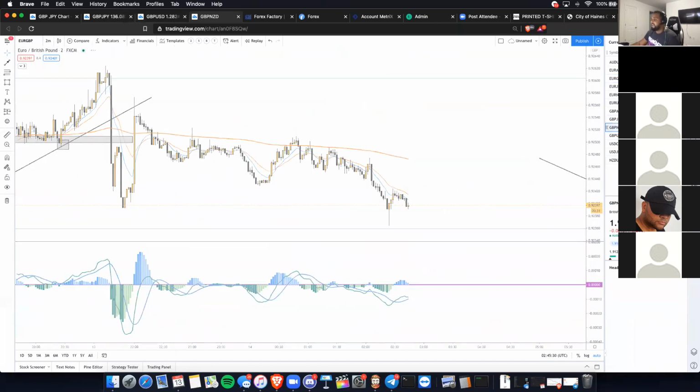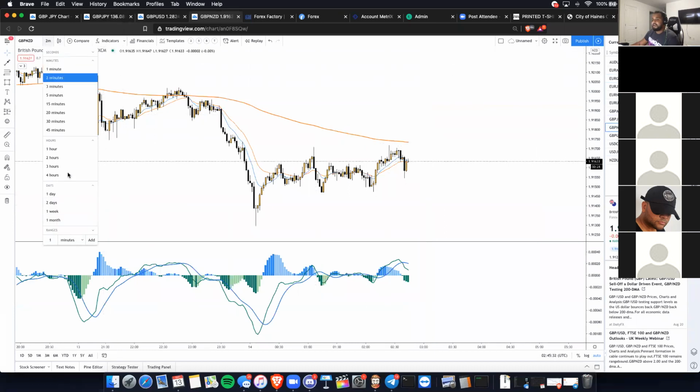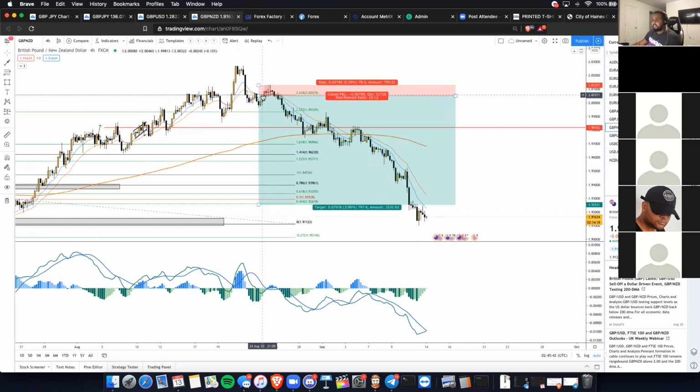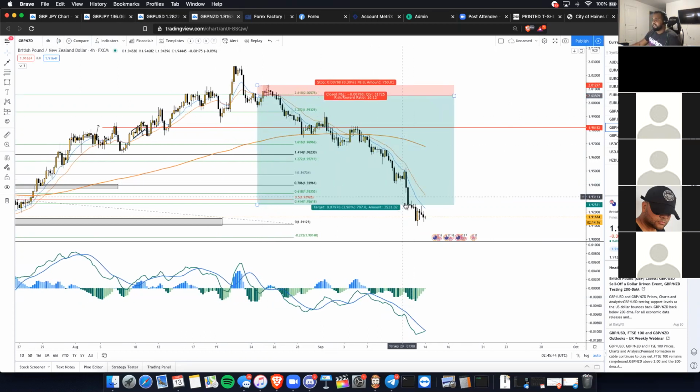So I sent you guys a while back on the chart GBP NZD. I actually caught a 600 pip trade. I took this trade on August 26th, and I closed it on Thursday. So 2 weeks. 600 pips. Yeah, it was 15 days.